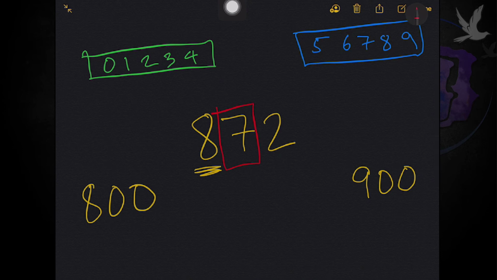All you have to do now is to identify where 7 is. Is 7 here or there? Since 7 belongs to this group over here, it means you have to choose the number to our right as well, which means 872 rounded off to the nearest hundreds is equivalent to 900.